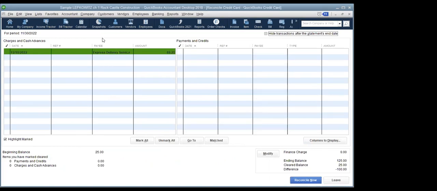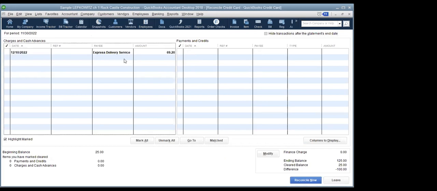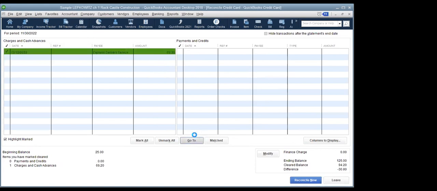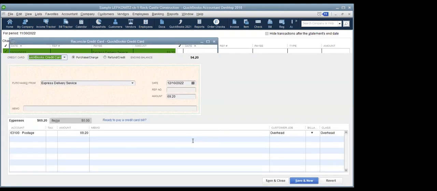Okay, so here we see December 10. December 20 cannot be, because it's December when we're doing November. So I'm not going to do December. I need another charge of $100 that's missing. So I just have to enter it. I could go to... We're not doing it really. I'm looking for $100.